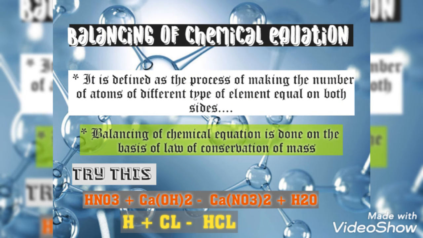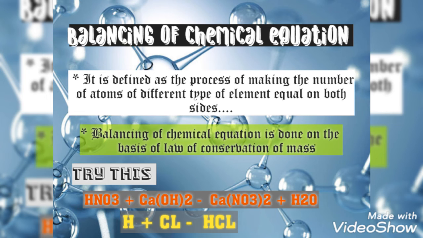The process of making the number of atoms of different types of elements equal on both sides is called balancing of a chemical equation. It is done on the basis of the law of conservation of mass. Total mass of reactants is equal to the total mass of products. Now let's see how to do this. Here two examples are given. HNO3 plus Ca(OH)2 gives Ca(NO3)2 plus H2O.